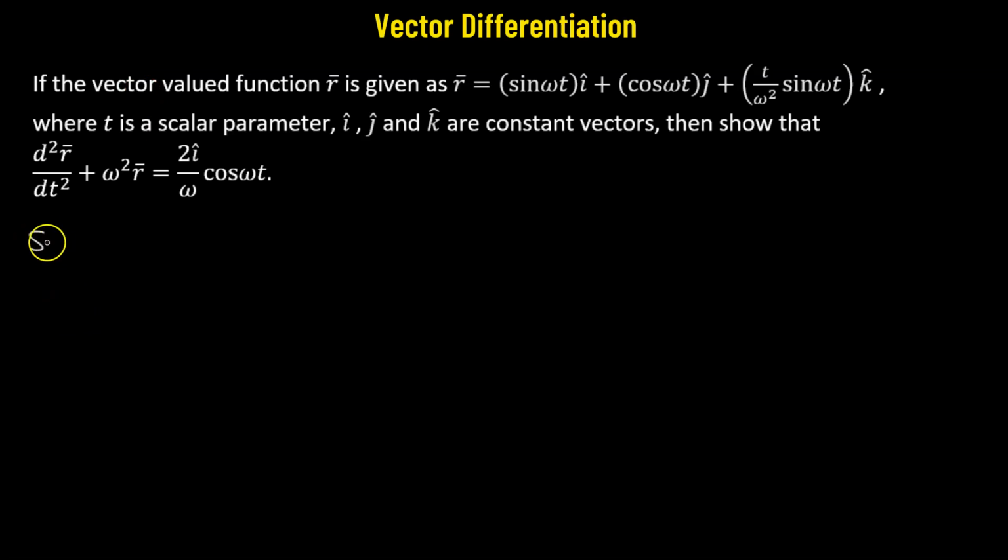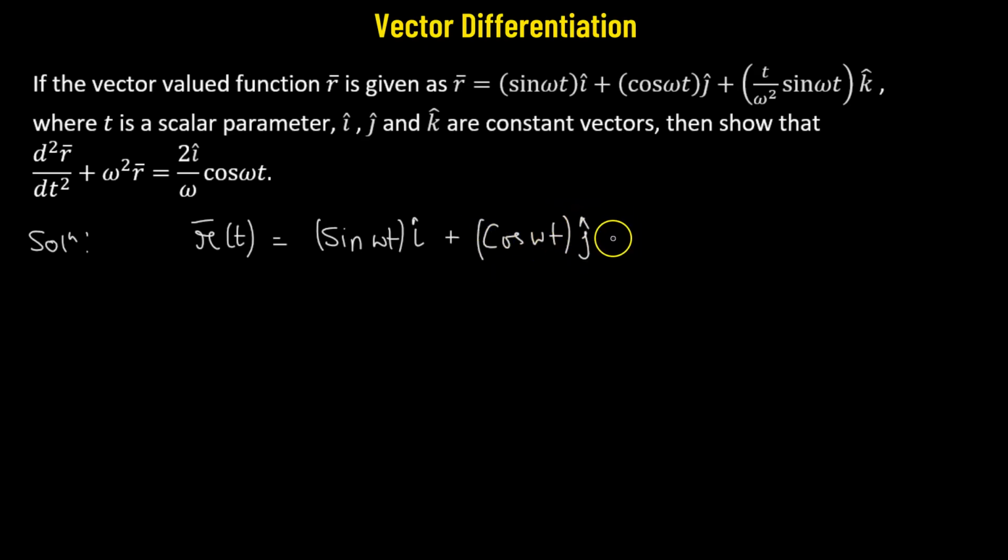So let us begin. Here we have the vector r, which is a function of the scalar parameter t. That's given by sine omega t i cap, so this is our x component, plus cosine omega t, which is the y component, times j cap, plus t over omega squared multiplied by sine omega t. This is the z component, k cap. Right, so we'll label this as equation number 1.